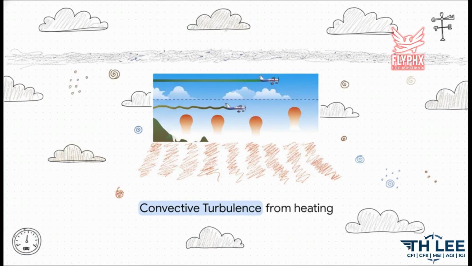Alternatively, we have convective or thermal turbulence. This happens when the ground heats up, causing invisible columns of warm air to rise. If you're climbing into this rising air, you're going to have a bumpy ride until you break through the capping stable layer. Luckily, the sky often gives us visual clues for this one. You want to keep an eye out for cumulus clouds, haze, or dust. Those are your signposts. They pinpoint exactly where those thermals are active.